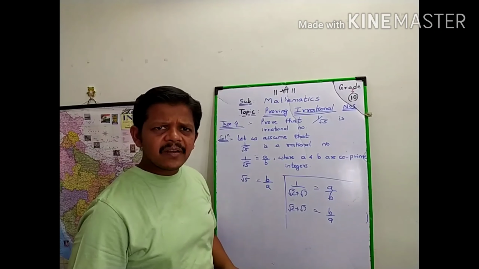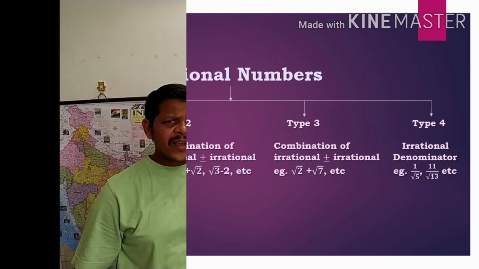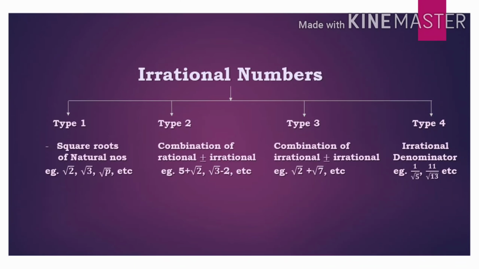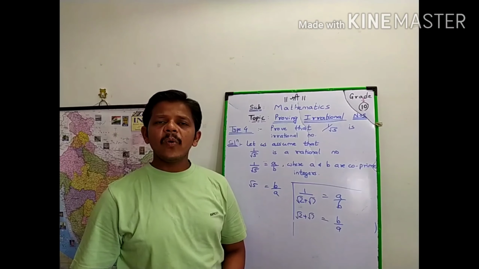So that's all, children. Type 1, type 2, type 3 and type 4. Very quickly let me revise. Type 1, squaring on both sides. Type 2, transposing the rational part to the right hand side. Type 3, again squaring on both sides. Type 4, taking the reciprocals. So it's very easy. For your homework part, you will try solving the sums from exercise 1.3.